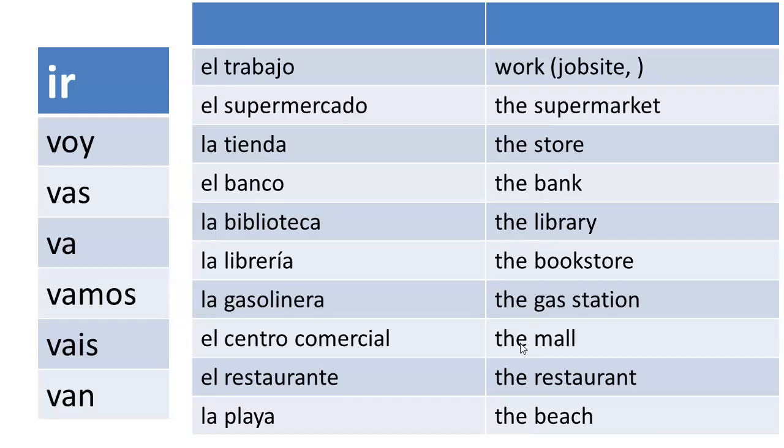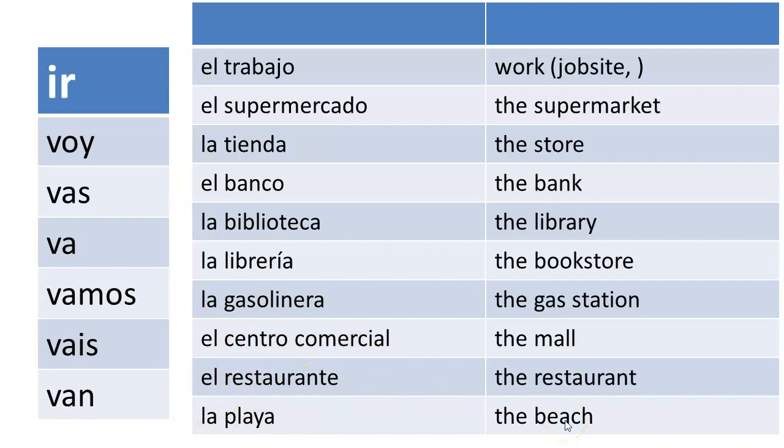Okay, so now that you're comfortable using the verb ir in the present tense, if you want to talk about places that you go or that someone else goes, then all you need to do is just learn a little bit of the vocabulary for places. For example, el trabajo means work in the sense of the job site or the place where you work. El supermercado, the supermarket, la tienda, the store, el banco, the bank, la biblioteca, the library, la librería, the bookstore, la gasolinera, the gas station, el centro comercial, the mall, el restaurante, the restaurant, la playa, the beach.